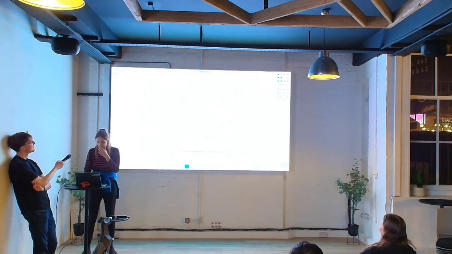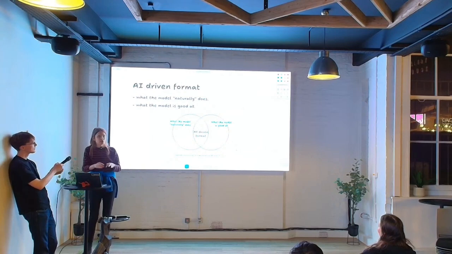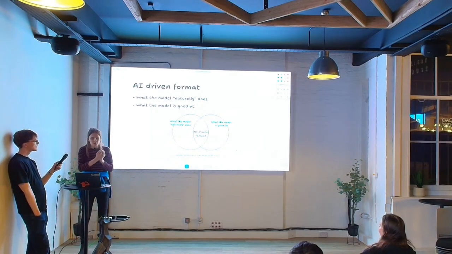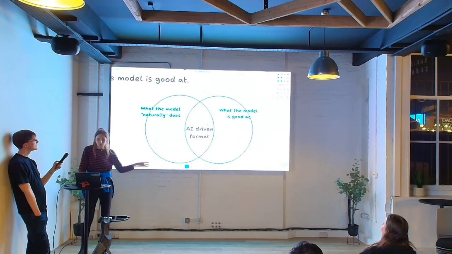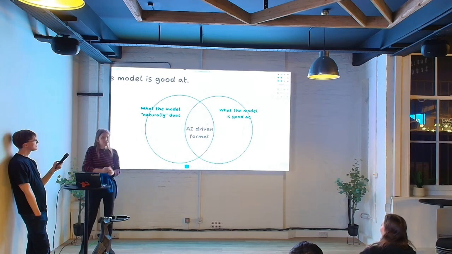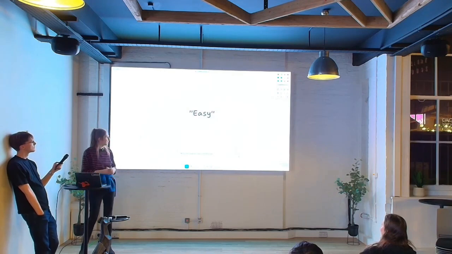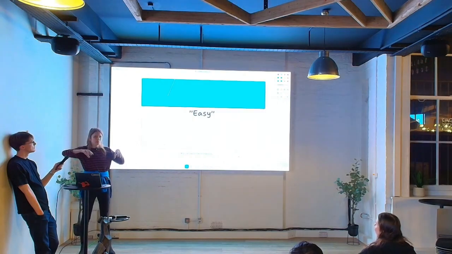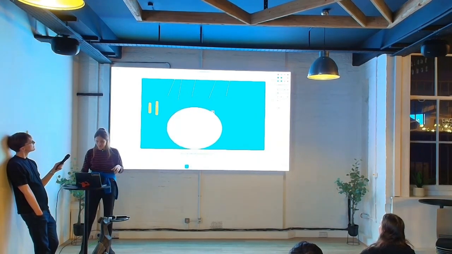Okay, I'm going to skip forward a little bit. The way this is working under the hood, it's using this middleman format, which we call an AI-driven format. We're trying to get this Venn diagram of what these models want to do and what they're good at. Sometimes that overlaps, sometimes it doesn't, and we try to steer them together essentially. And I think internally we've called this easy, but we've since released this AI module to let other people try and play with this kind of format as well.